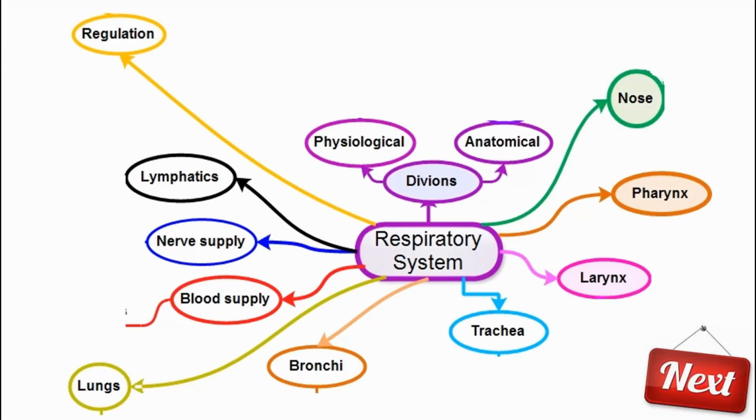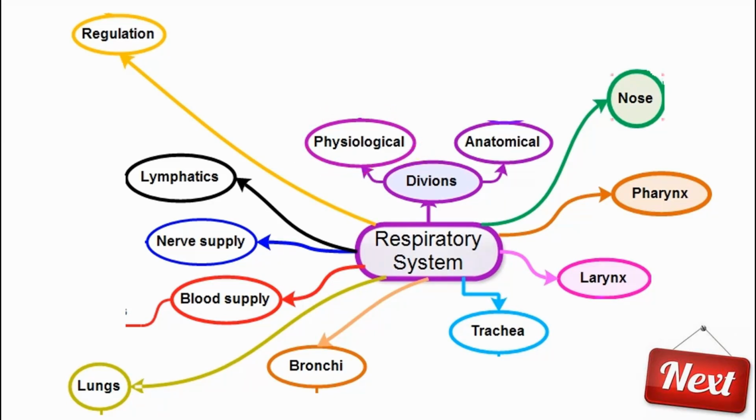Now we know how we are going to divide the respiratory system, and we know what our target is. This is an overview of the respiratory system. These are our objectives, and we are going to address these structures. First of all, the divisions of the respiratory system. There is an anatomical division, and there is a physiological division.